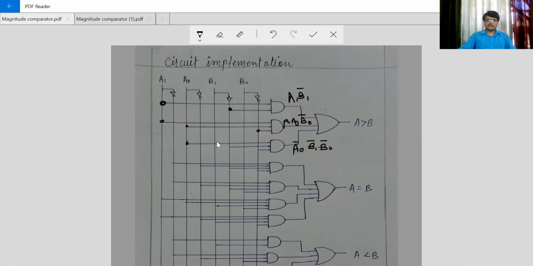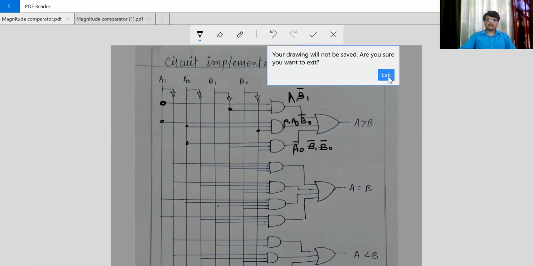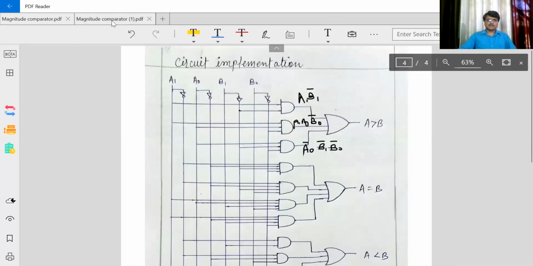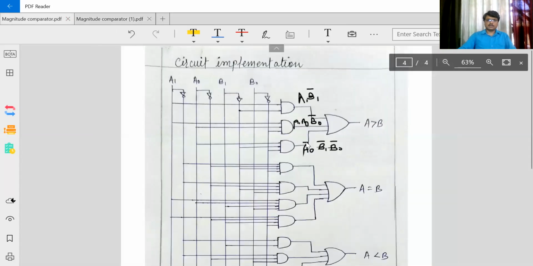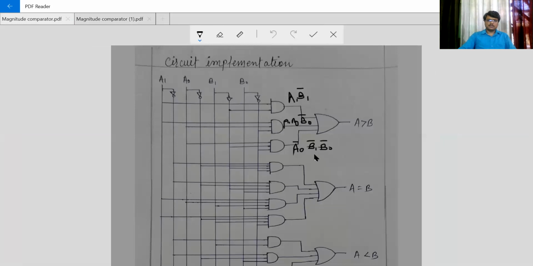This is A0, I think. So what was our, what we need? A0, not A0 bar. Sorry, this A0 bar is written wrongly, so this bar will not be there. Okay, so it will be A0. So it is connected to A0. This is B1 bar, and this is B0 bar.